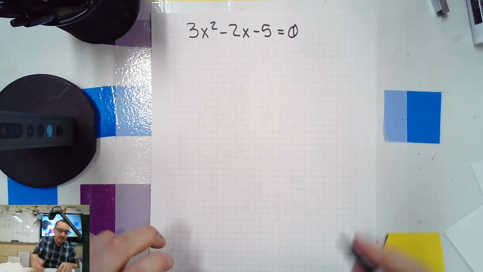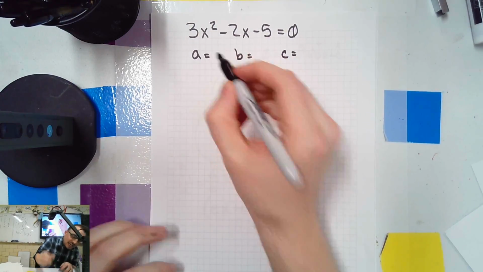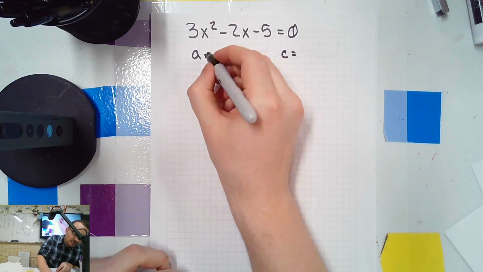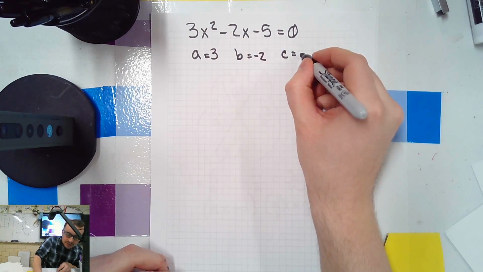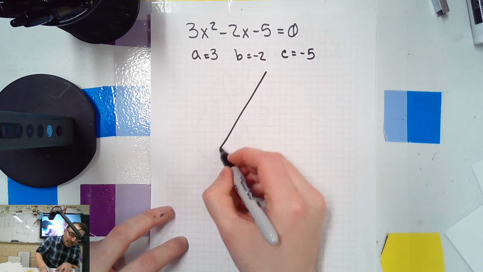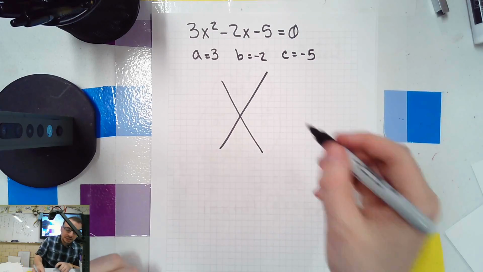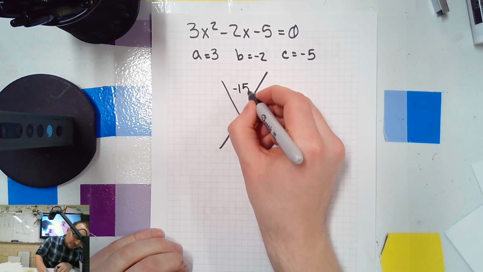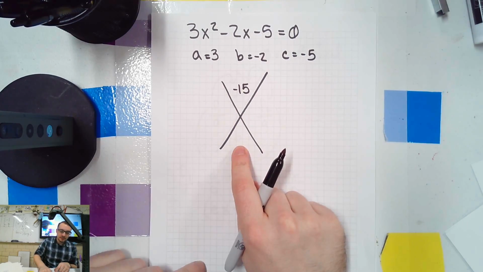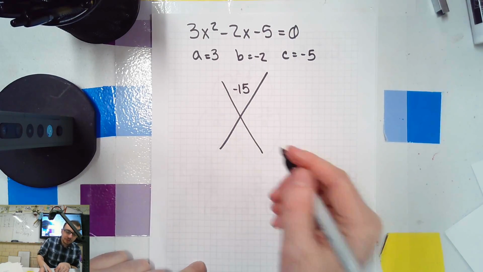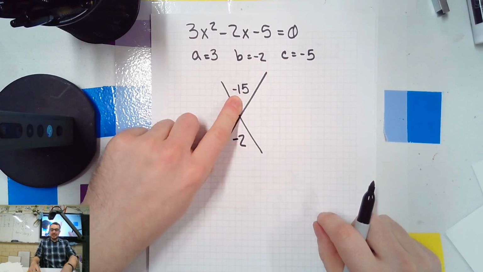Okay, so what's A, what's B, and what's C? What's A in number 1? 3. What's B? Negative 2. What's C? Good. So magic X method. AC goes in the top. What's A times C? Negative 15. In the bottom, what goes in the bottom? B, negative 2, right? We want the numbers that multiply to negative 15 and add to negative 2.